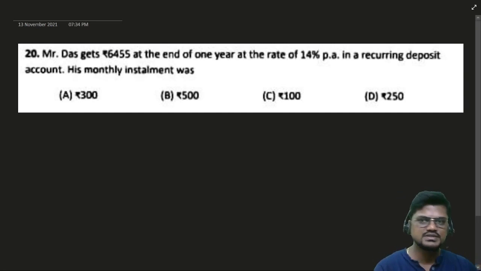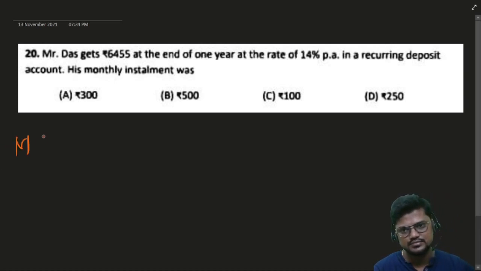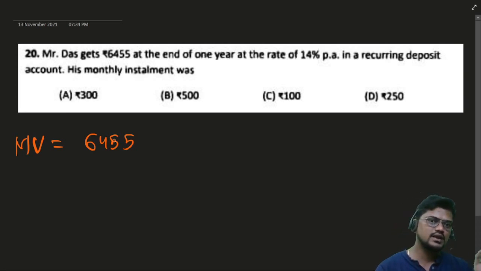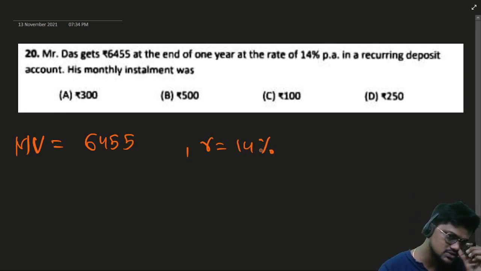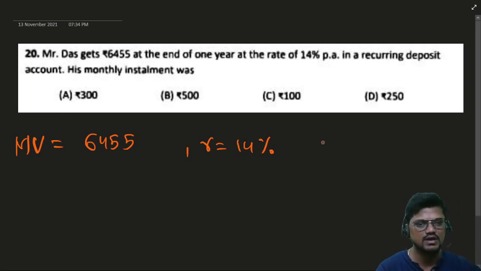What do you have? Mr. Thus gets 6455 at the end of 1 year. Now this 6455 is your maturity value. Right? At the rate of 14%, that means your rate of interest is 14%. In a recurring deposit account, his monthly installment was, that means you need to find the value of P. Right? What is the formula for maturity value?